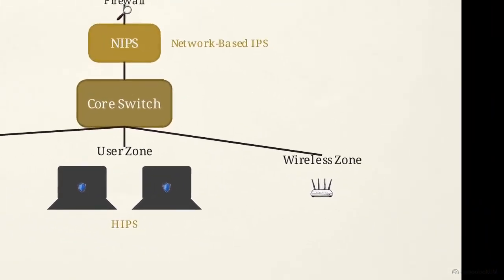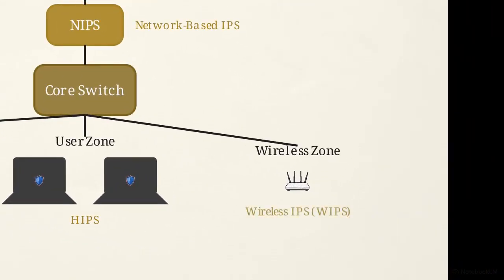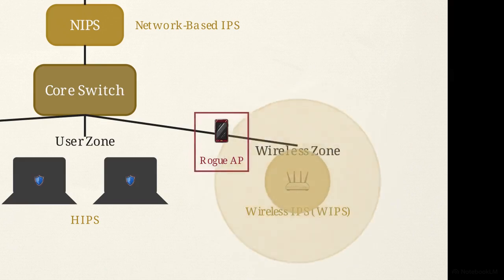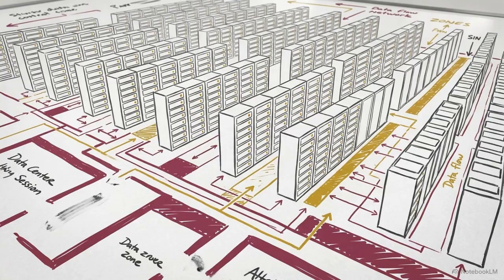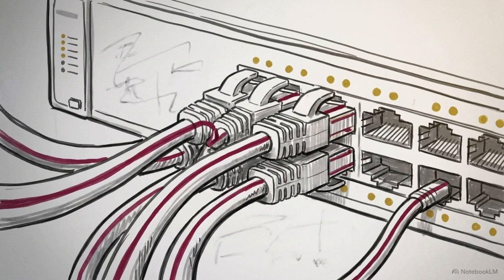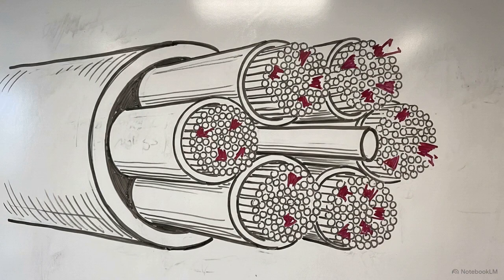To secure radio frequencies, administrators deploy a wireless IPS, or WIPS. Attached to the wireless network, the WIPS monitors the local spectrum to specifically detect and block rogue access points attempting to bridge into the system. Effective intrusion prevention relies on this distributed, layered architecture, ensuring active interception at every potential ingress point. Regardless of physical placement, the IPS relies on specialized internal logic to identify a threat within the packet stream.